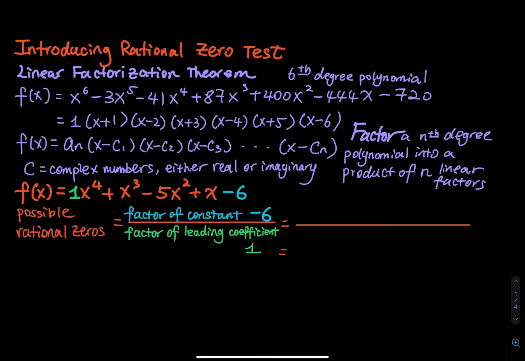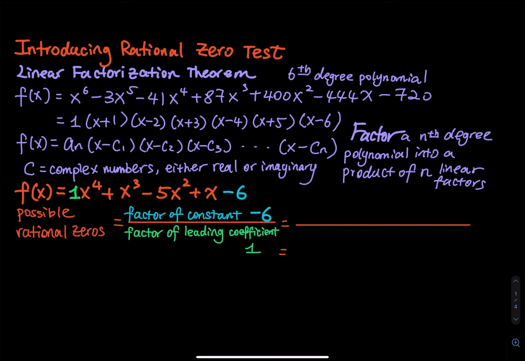In general, suppose we have an nth degree polynomial, we say that f of x is equal to a sub n, which means the leading coefficient, and then x minus c1, multiplied by x minus c2, x minus c3, and all the way to x minus cn. And then c is a complex number, either real or imaginary. So if you don't want to think about complex numbers, you don't want to make this super complicated, you don't want to confuse yourself, here is what I suggest you to do.